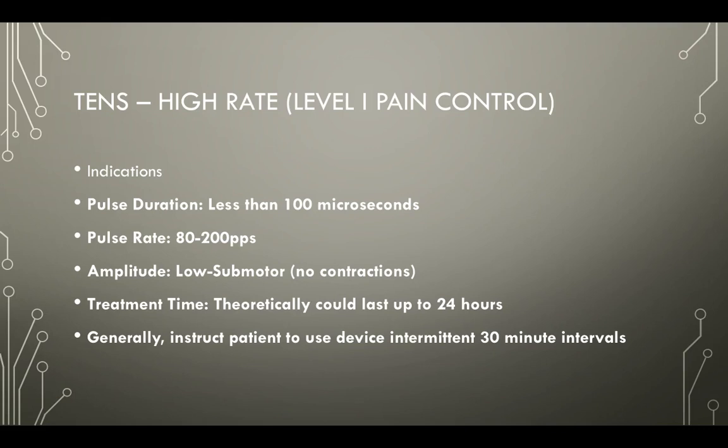And then when you set your parameters for our high rate TENS, our pulse duration is going to be less than 100 microseconds. So we're trying to keep things really short, okay, in the duration. We call it high rate, or higher frequency, because the pulse rate is very high, anywhere from 80 to 200 pulses per second. Some books will say 60 to 120, some books will say 60 to 100, some will have 100 to 200. So usually if you're somewhere in that range.